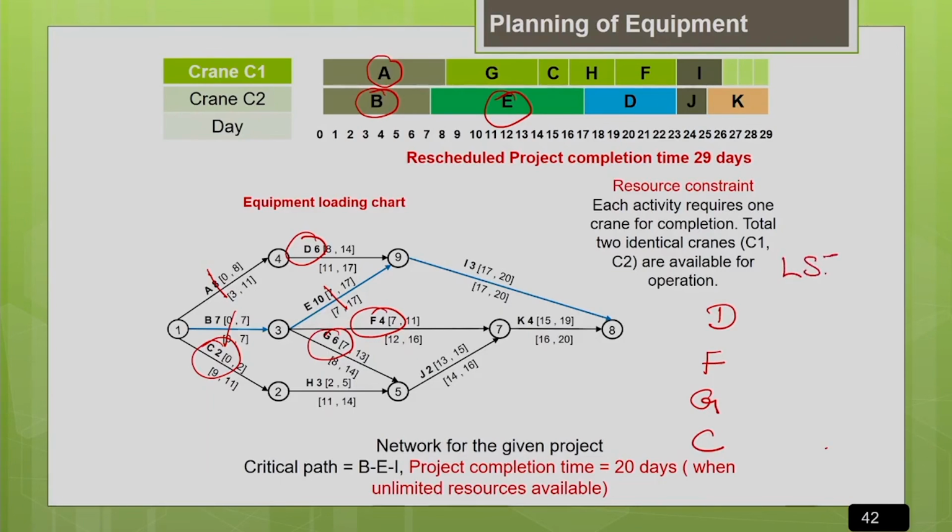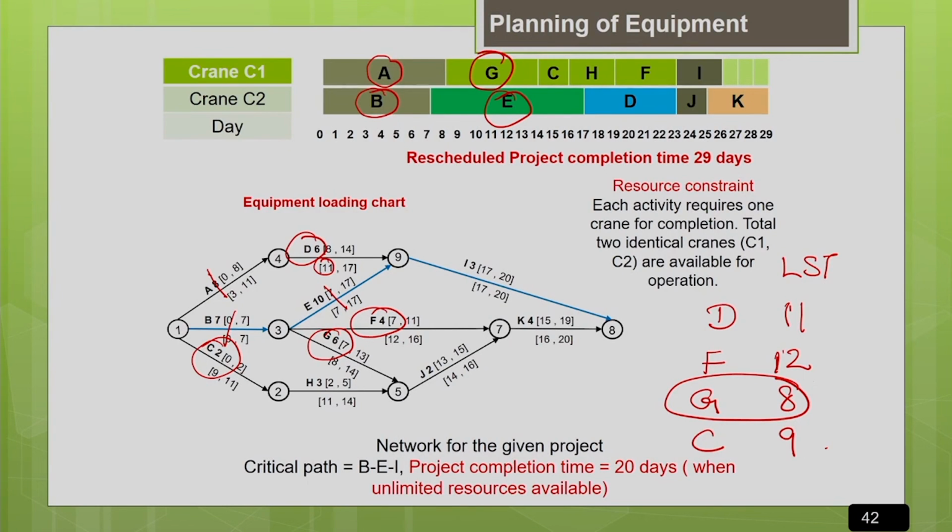What is the latest start time? You see for D it is 11, then for F it is 12, and G it is 8 and C it is 9. Now look for the activity which is having the least latest start time, it will be G. So you can see after A, G gets the allocation because it is more critical.